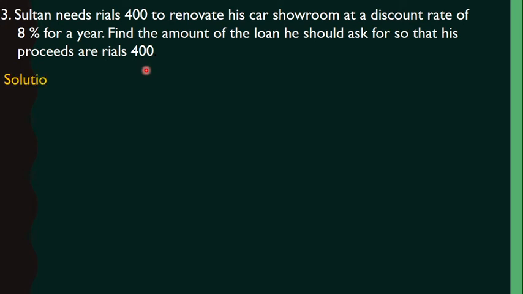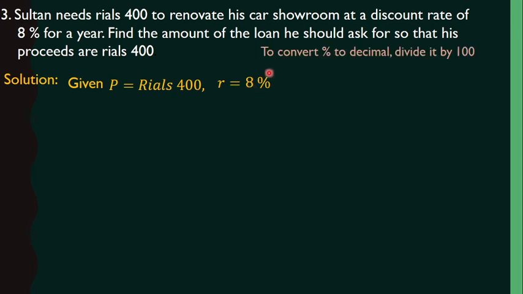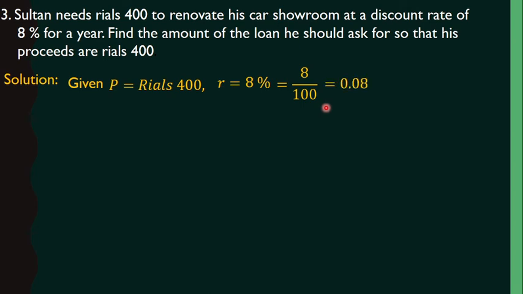So now the solution. First you write the given. What is given? 400 riyal. So he needs 400 riyal, which is nothing but the proceeds, the amount that the borrower receives. P is 400 riyals. What is next given? Discount rate. Discount rate is R, 8%. Now convert this percentage to decimal, divide it by 100. 8 by 100 is equal to 0.08.